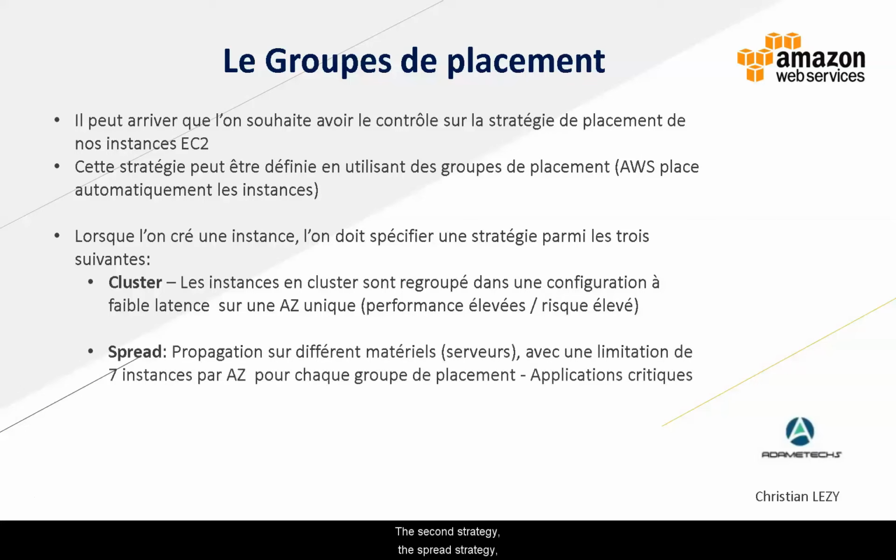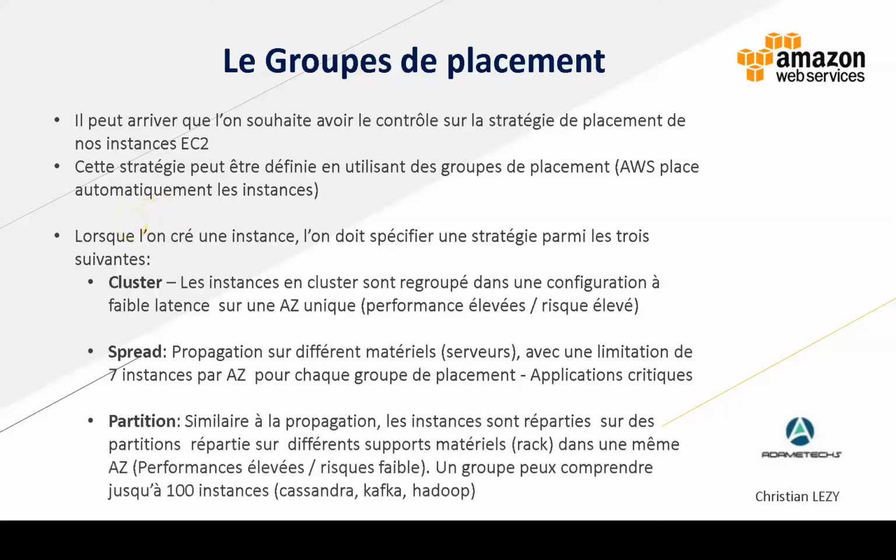The second strategy, the spread strategy, consists of spreading our EC2s over different hardware, with a limit of 7 instances per availability zone for each placement group. This corresponds well to critical applications, for example.